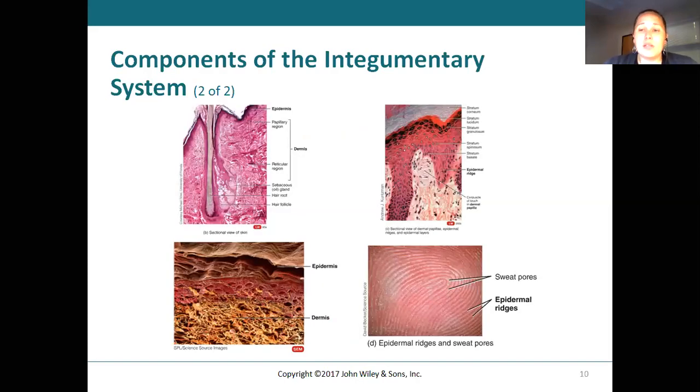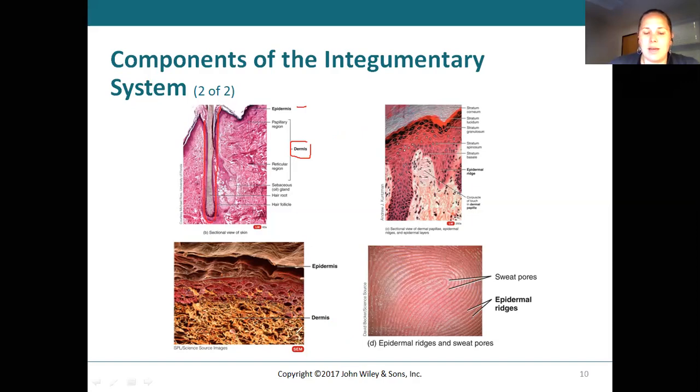So here are further images of the integumentary system. The last one was a cartoon. Here you can see some beautiful electron micrograph images. So it's showing you the difference between the epidermis and the dermis. You can also see a hair shaft here, as well as the follicle. So again, this is what it actually looks like in the human body. This is a further zoomed in picture.